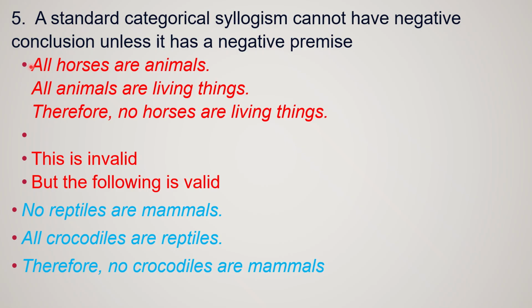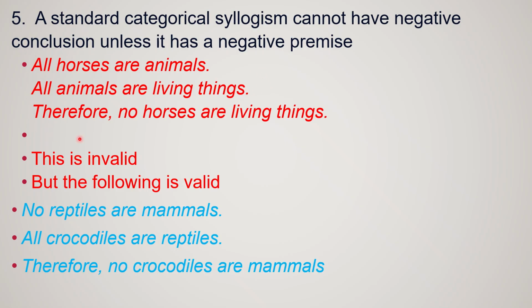For example, let us look at these examples. We have two examples here, of horses and reptiles. We start with the horses here. All horses are animals. All animals are living beings. Therefore, no horses are living beings, as the conclusion is negative. Yet these two premises are positive in nature. There is no word "no".